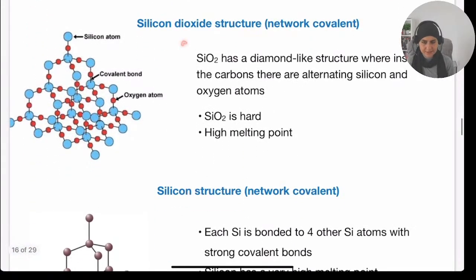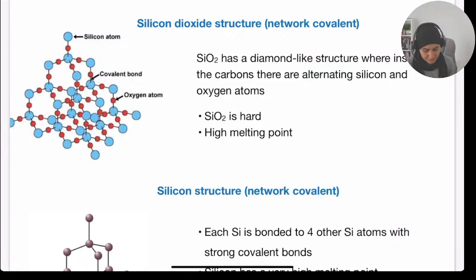Silicon dioxide, next random fact. Silicon dioxide, again, giant covalent or network covalent structure just like in diamond, but instead of carbons we have silicon atoms, which are denoted as blue, and oxygen atoms, which are denoted as red. Again, high melting point because strong covalent bonds must be broken. It is hard, and no electrical conductivity, I think. And they never say, actually. I'd say no, but they never say.